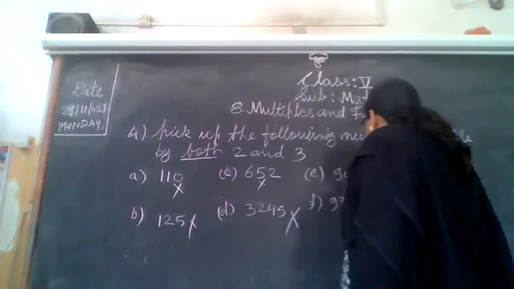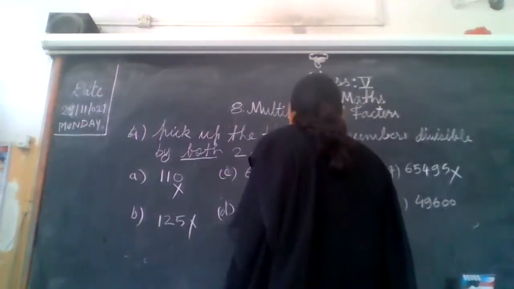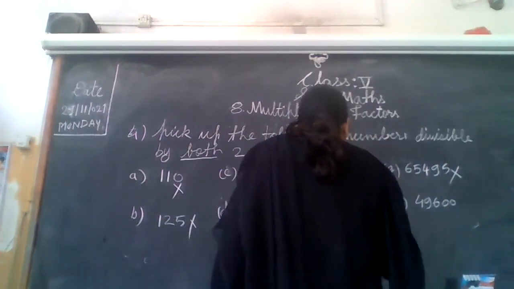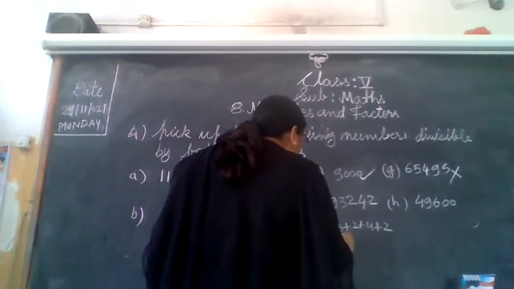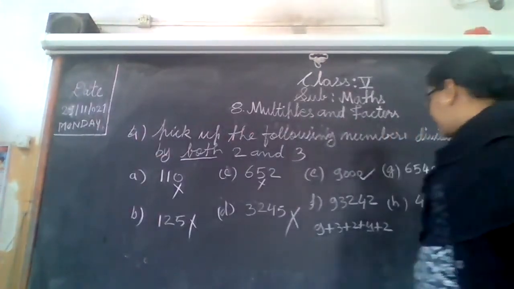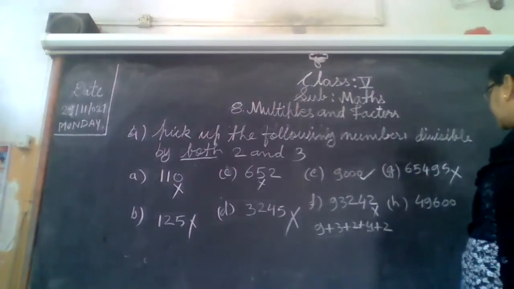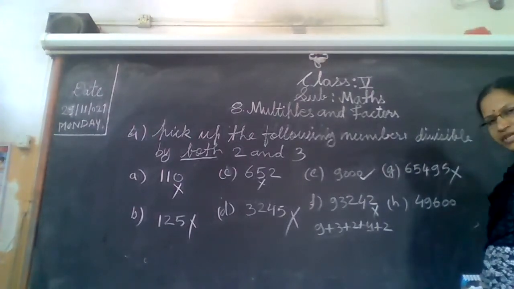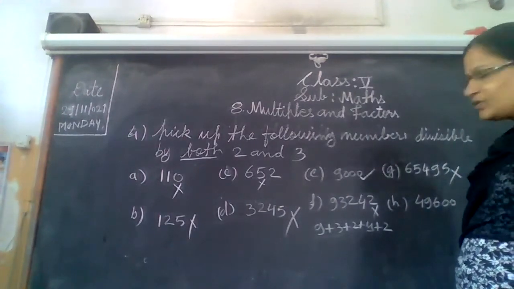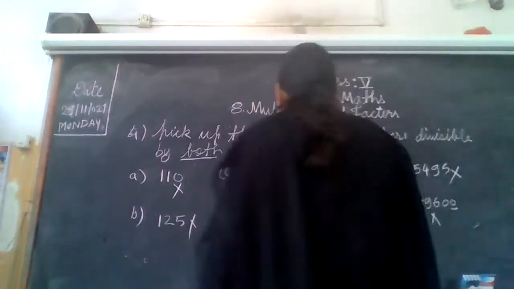Yes, the unit place has 2 in it, so it is divisible by 2. Now find out the sum. 9 plus 3 plus 2 plus 4 plus 2. So the sum is 20, beta. So it is also not divisible by 3. 9 plus 6, 15. 15 plus 4, 19. So it is divisible by 2 but not by 3. So only one is the number which is divisible by both 2 and 3.